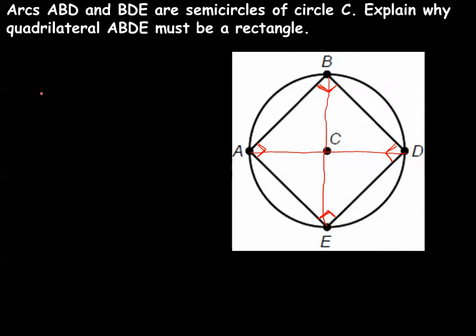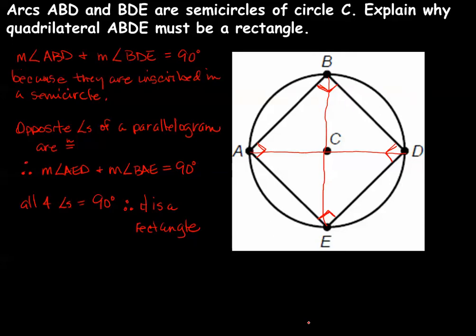So let me try to write this out for you to explain it, because sometimes when they ask you to explain, it means you've got to write stuff in words. Okay, I saved time by going ahead and writing everything down. The measure of angle ABD and the measure of angle BDE equal 90 degrees. That was these angles right here. And we knew that because they told us that ABD and BDE were semicircles. So that's how we know, because those angles are inscribed in semicircles. That's how we know they're 90 degrees.